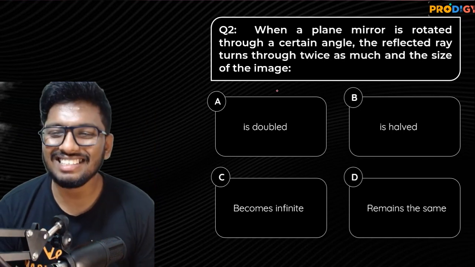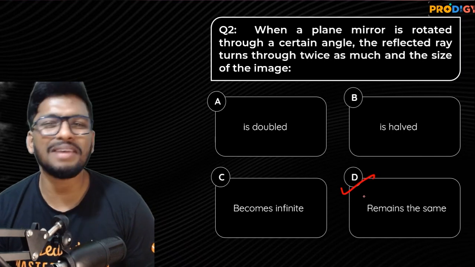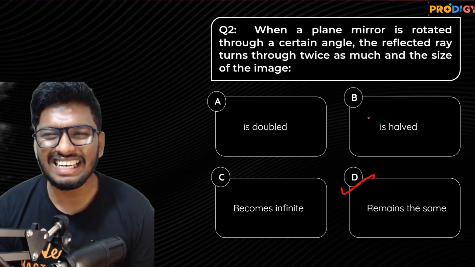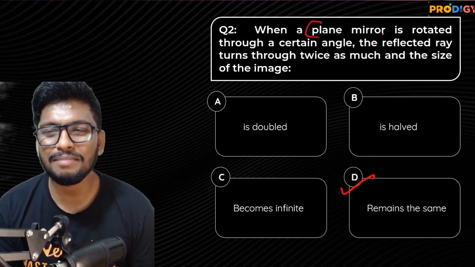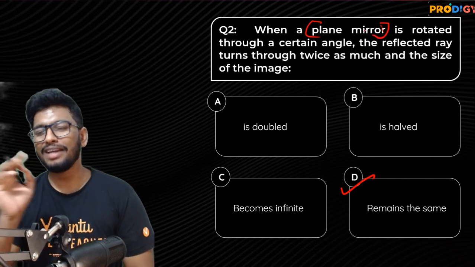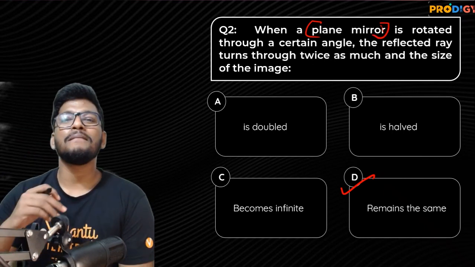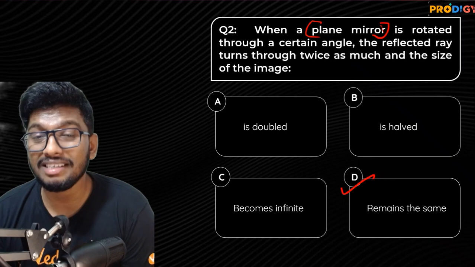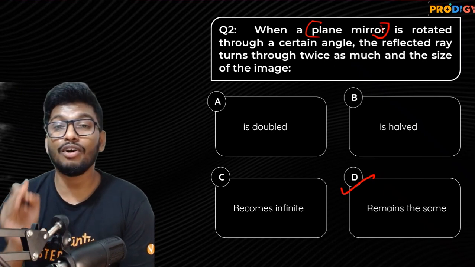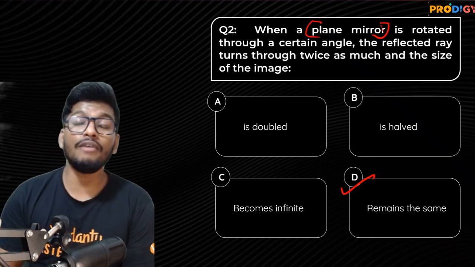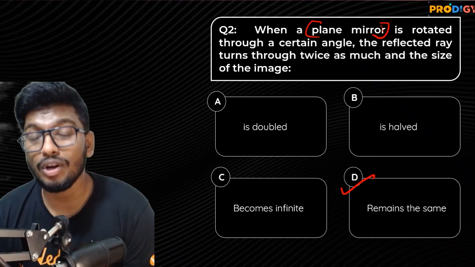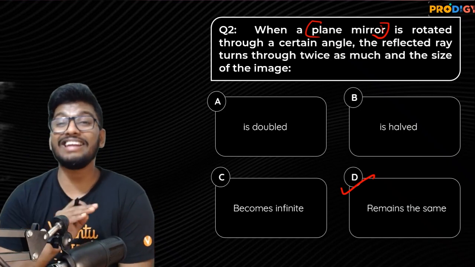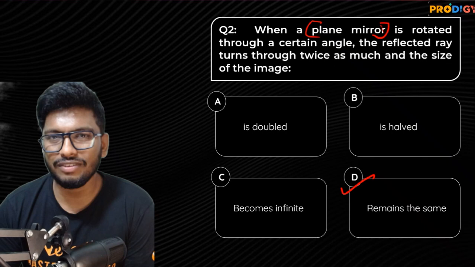The answer, guys, is actually quite simple. It's going to remain the same. You know why? Because it's clearly mentioned that it's a plane mirror. And one of the major properties of the image formed by a plane mirror is that the image is always going to be of the same size. If you are 5 feet tall, the image is also going to be 5 feet tall. There's not going to be any difference in the size of the image, right?